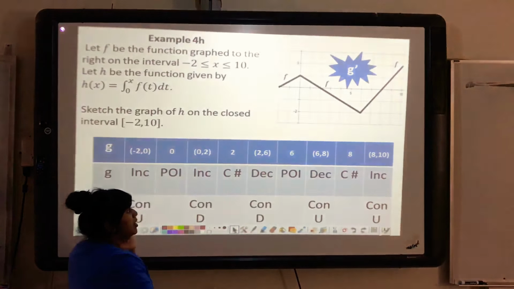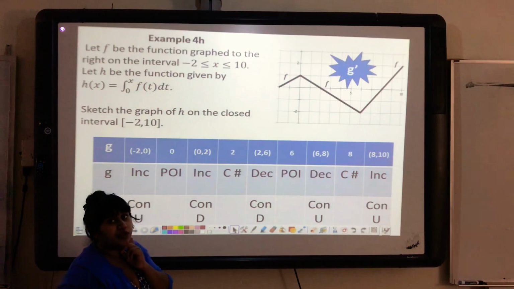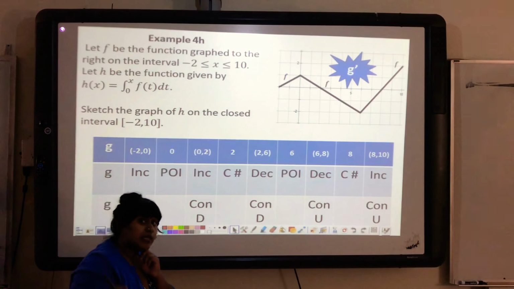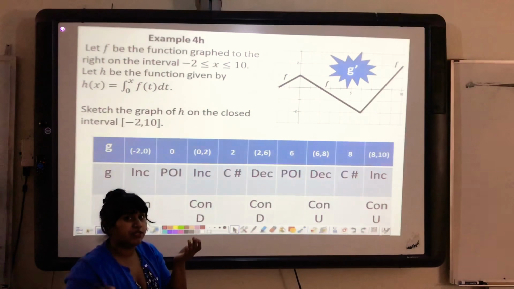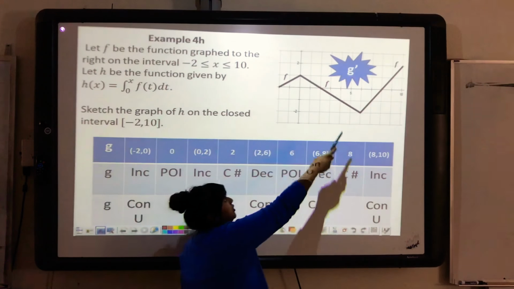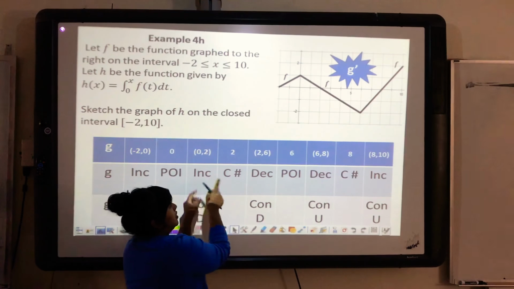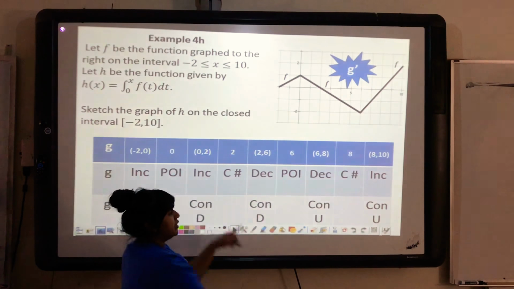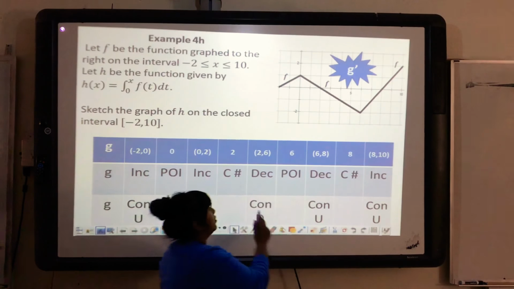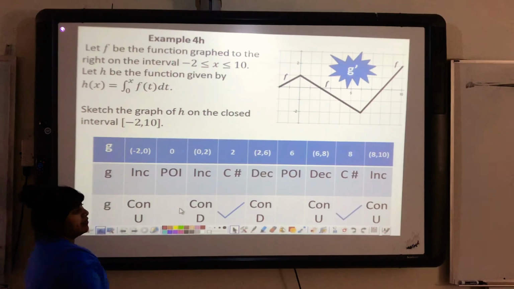Finally, let's test them. So testing critical values, I have to know that I'm going from my function is going from increasing to decreasing or decreasing to increasing. So here I'm going from above to below, below to above. So I can also test it here, increasing to decreasing, decreasing to increasing. So that's correct. That one's correct.